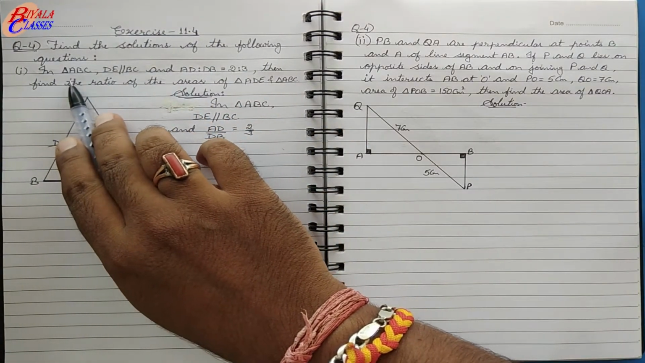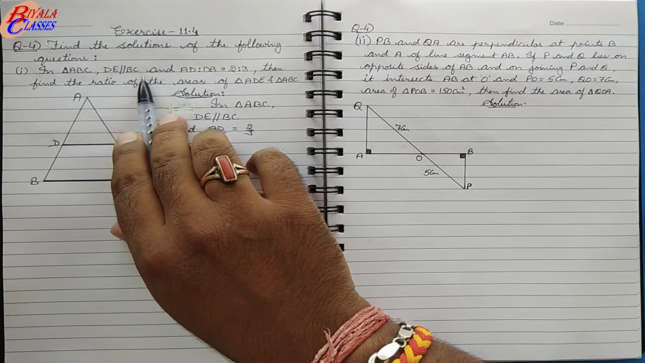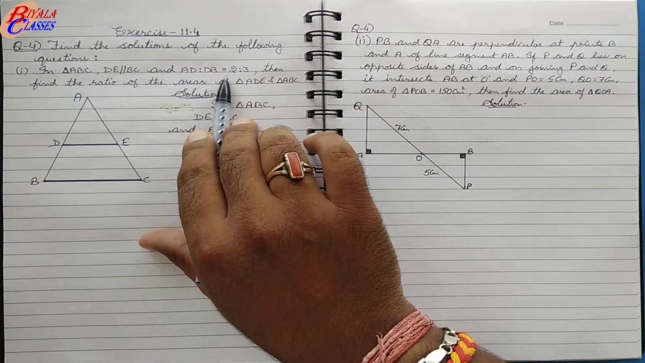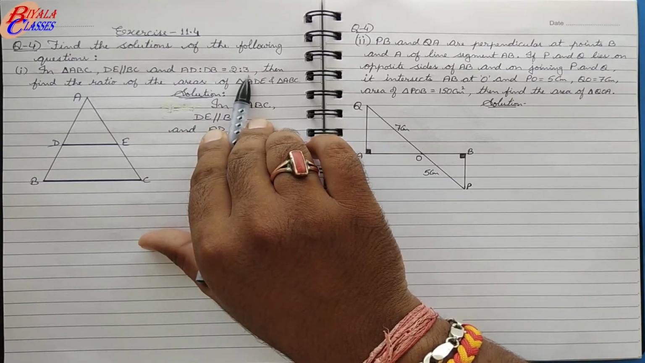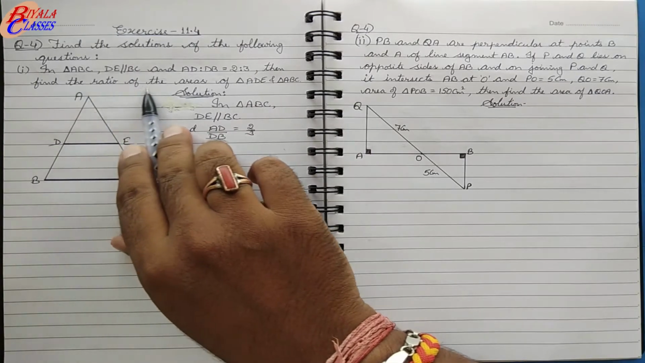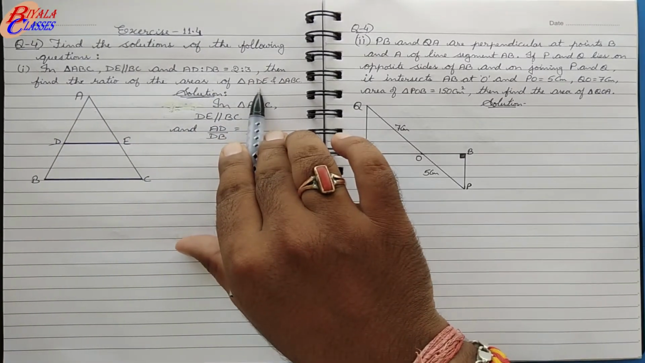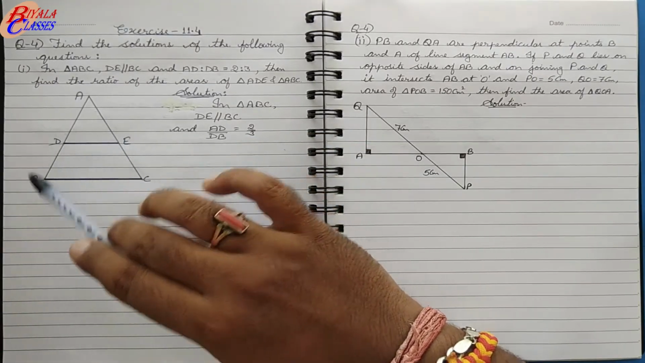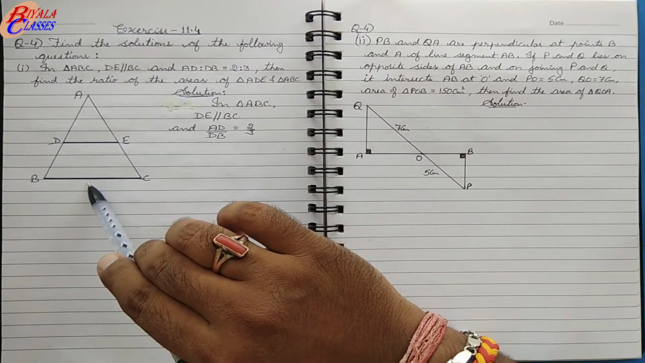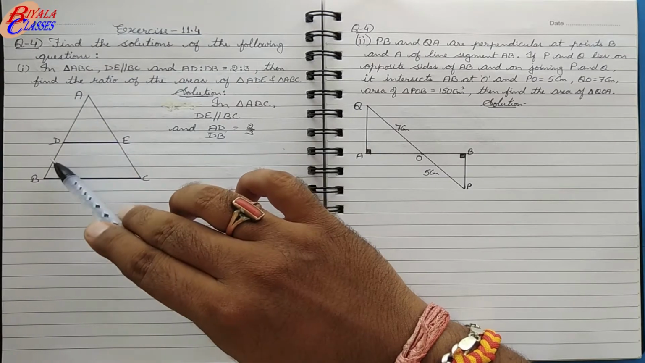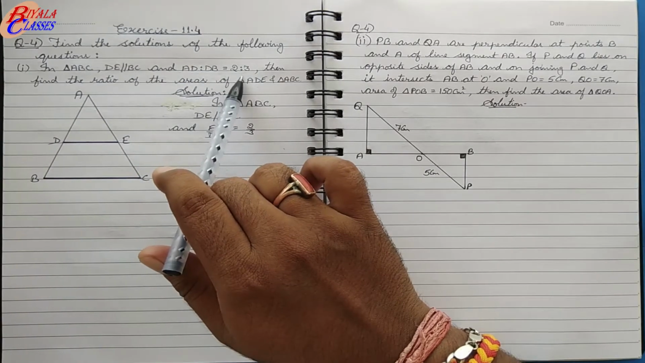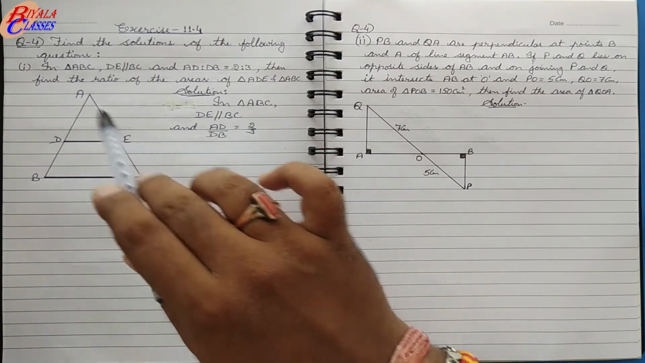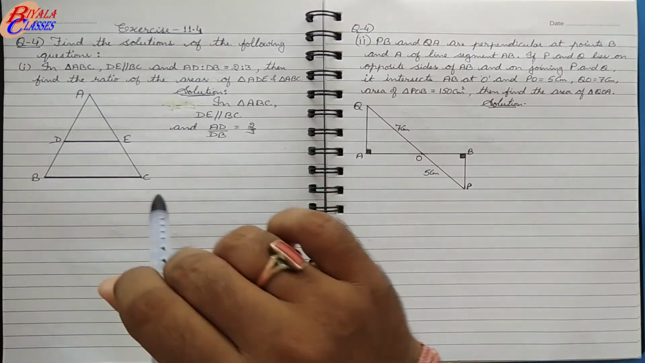So the first part, in triangle ABC, DE is parallel to BC and AD ratio DB is equal to 2:3. Then find the ratio of the areas of triangle ADE and triangle ABC. So we are given a triangle where DE is parallel to BC and AD ratio DB is 2:3. Now we have to find the ratio of the areas of triangle ADE and triangle ABC.